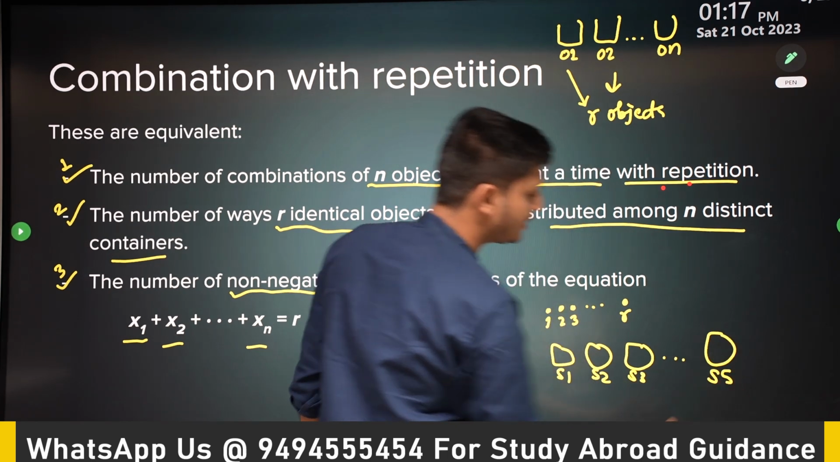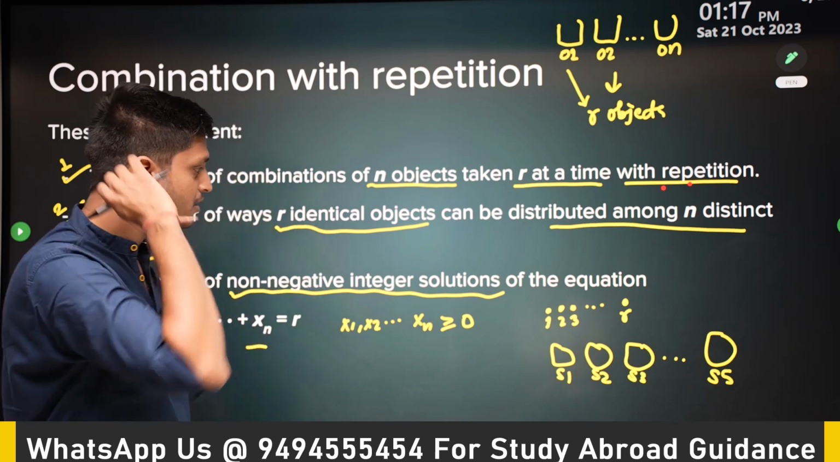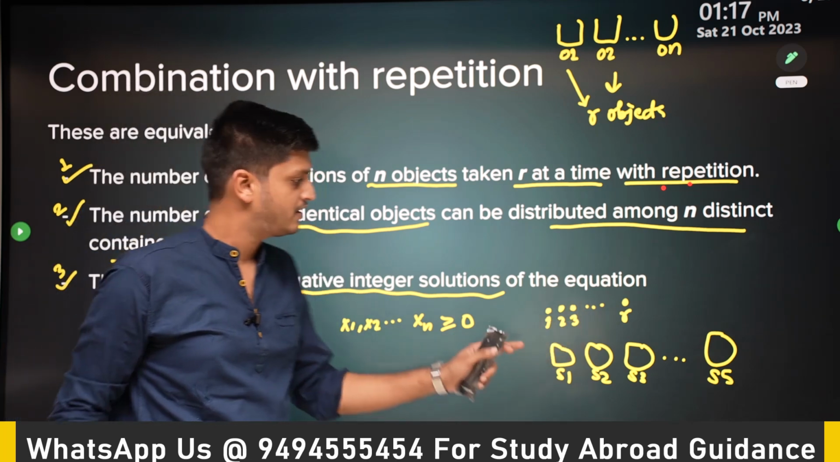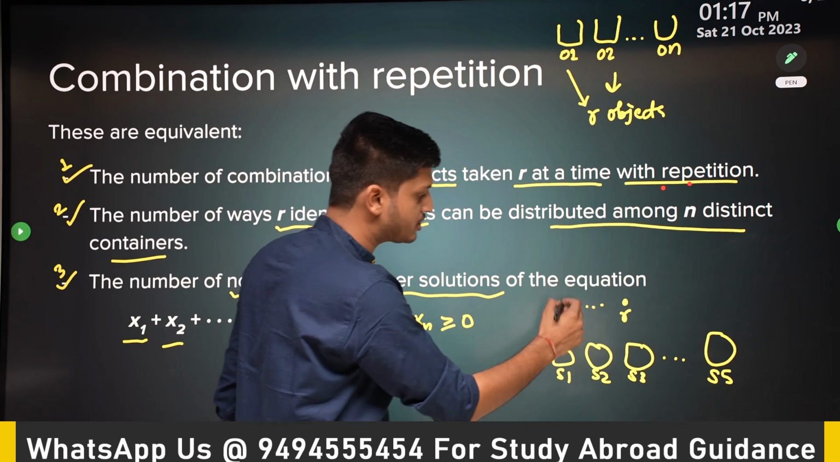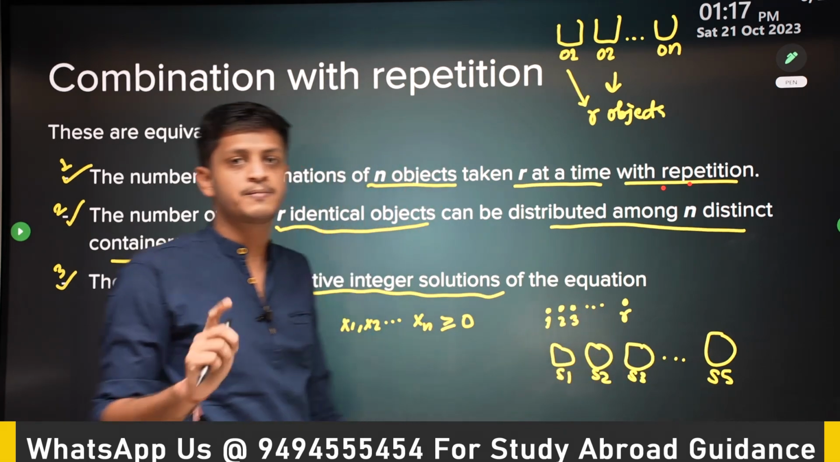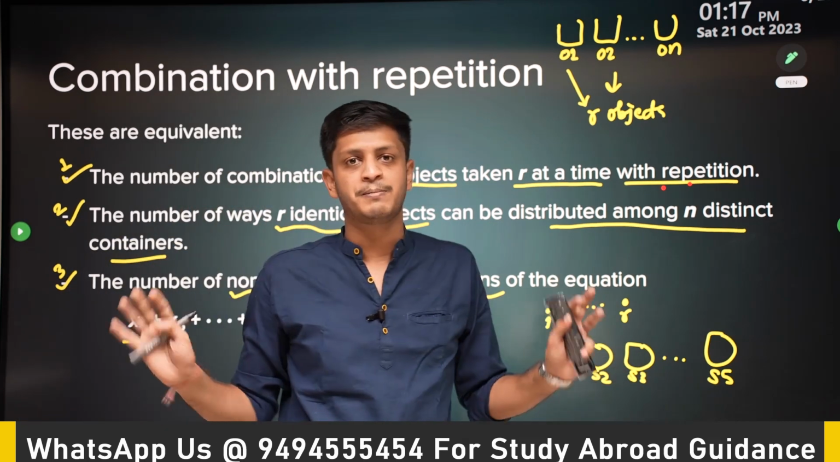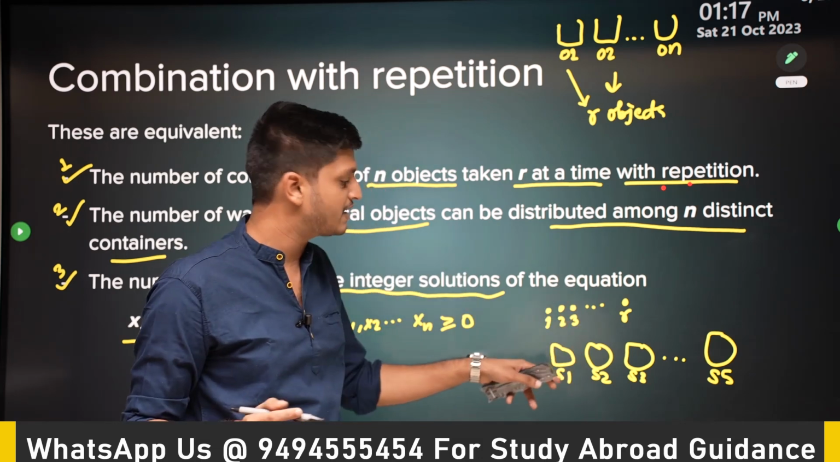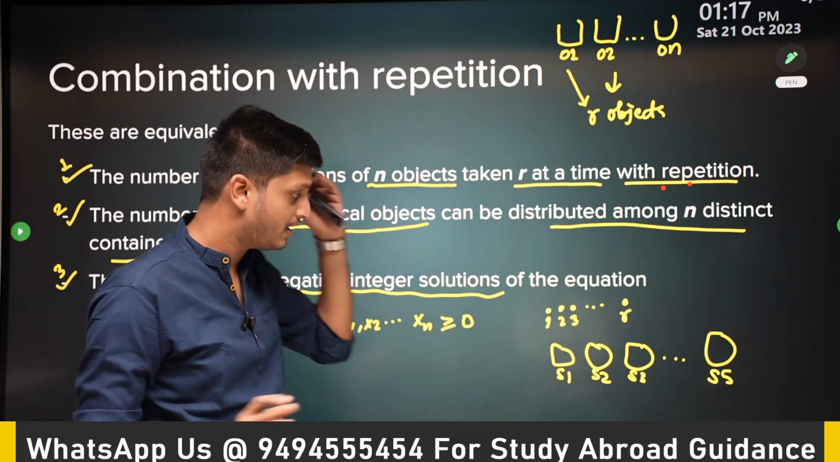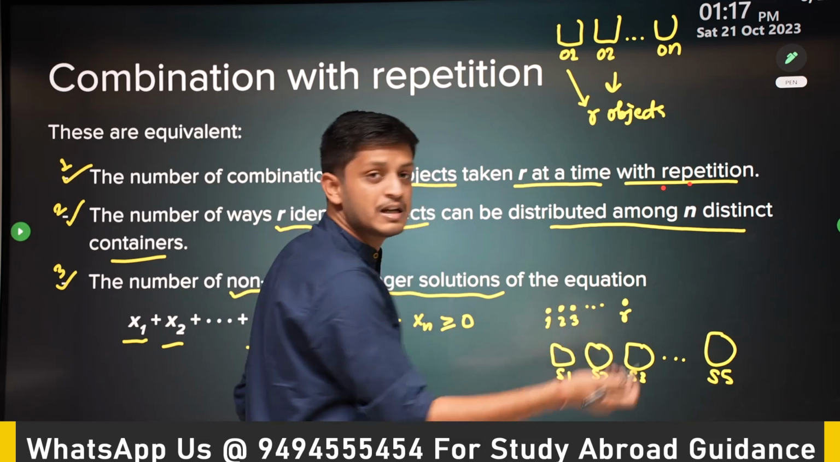There are 5 different containers, but identical objects. You want to distribute these among the containers, and there is no condition mentioned, which means that some container might be empty. So it might be possible that S1 is not getting any object. So the equation again becomes what?